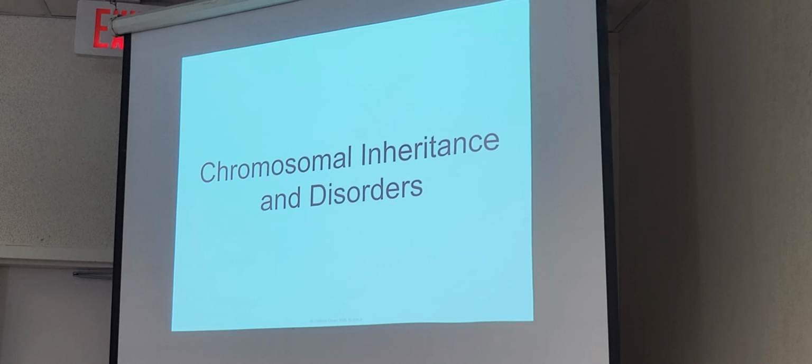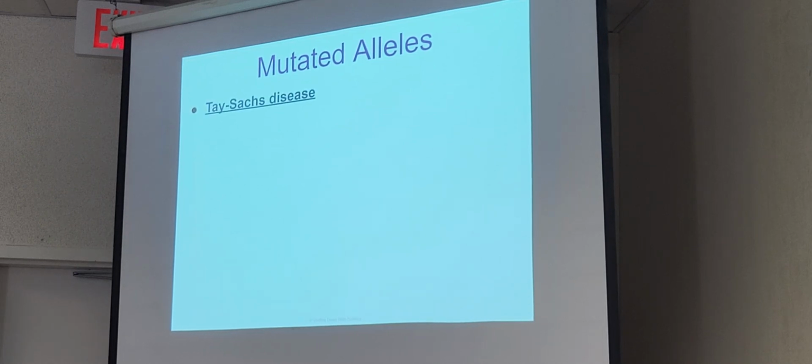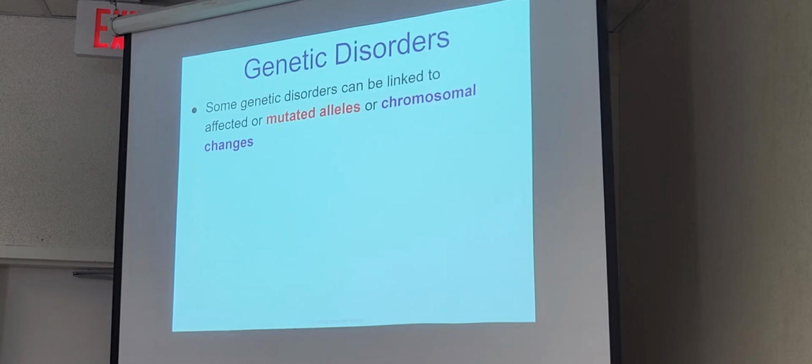Chromosomal inheritance and disorders. Some genetic disorders may link to mutated alleles or chromosomal changes. Genetic disorders can be mutations or chromosome changes, that's it. A mutation is just, hey, it's supposed to be this letter and it was this letter instead. That's all.